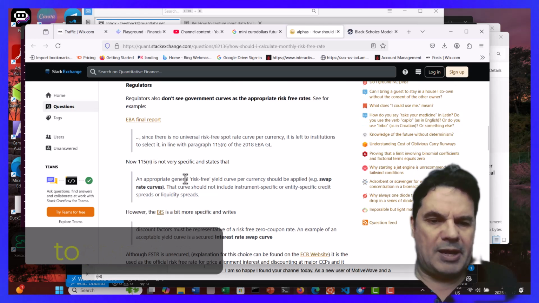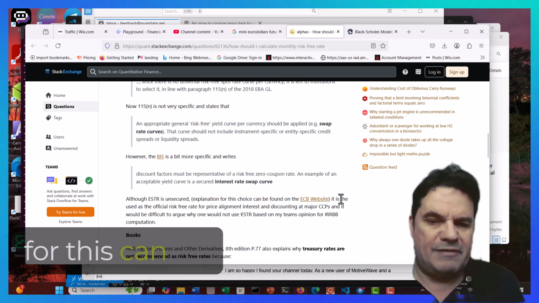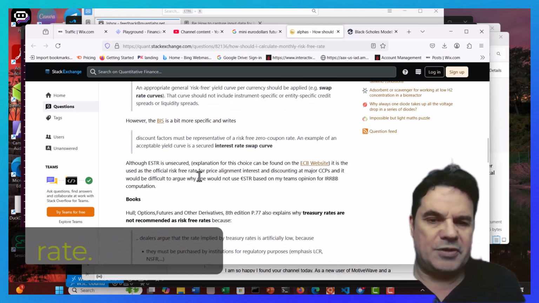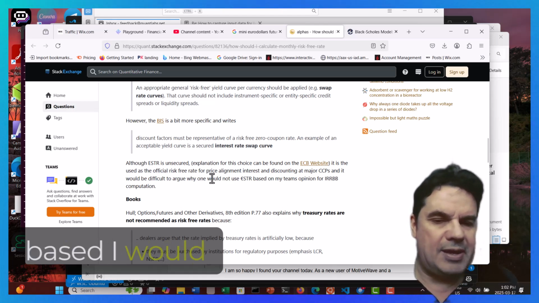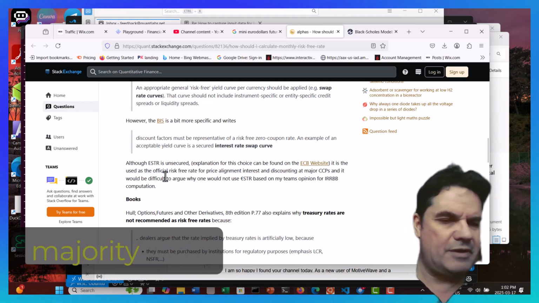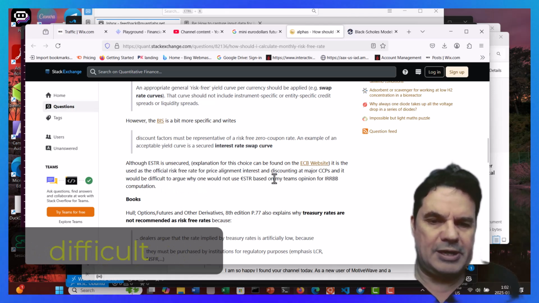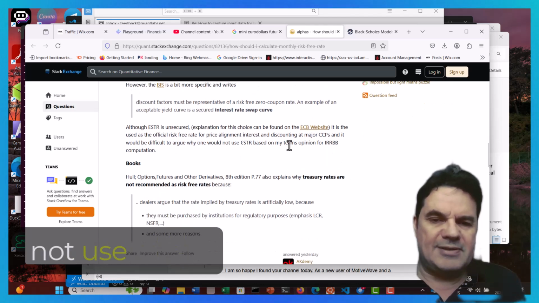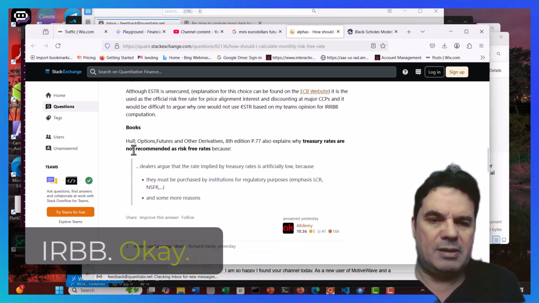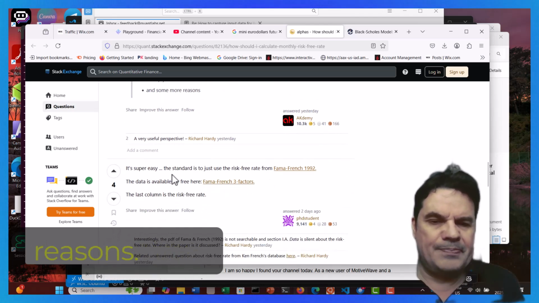So I'm not going to go into these sections here. ESTR is unsecured. The explanation for this can be found in the ECB's official rate. I mean, this is US based, I would think. All I'm doing is US specific for me. That's the majority of it. It's the official risk-free rate for price alignment and interest rate discounting at all major CCPs, and it would be difficult to argue why one would not use ESTR, in my team's opinion, for IRRBB. Okay, so there's the book Hull, Options, Futures. Anyways, you can get into that, but you can see that there are many different reasons. This one says the standard is to use the risk-free rate from Fama-French.